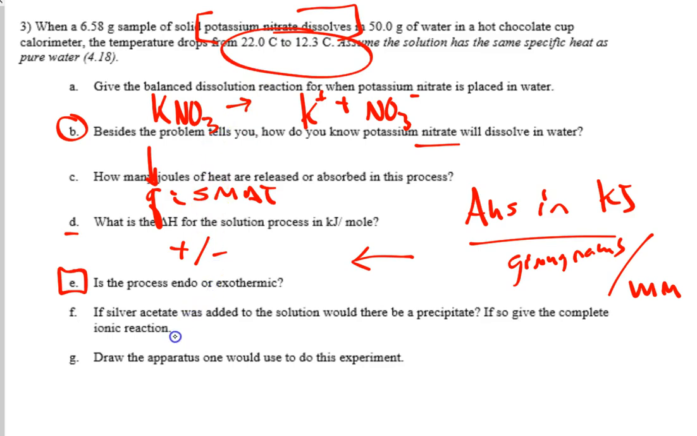Then, if silver acetate was added, would there be a precipitate? Don't say the answer out loud. If so, complete the net ionic. G, draw the apparatus you would use to do this experiment. What do you think? Doable?